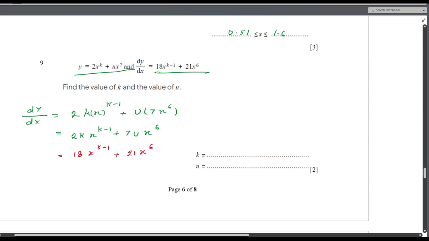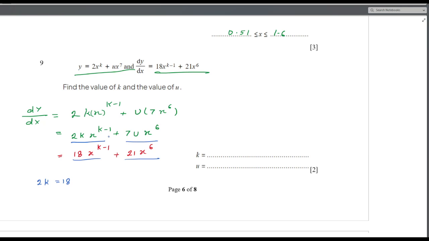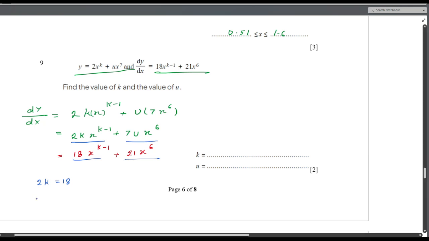Now, if I compare these two things, then I will understand that 2k should be equal to 18. Compare this, because this and this represent the same thing. How do we compare? We compare power by power. x power 6 is one term which I can compare with x power 6. So this 7u I will compare with 21, and this 2k I will compare with 18.